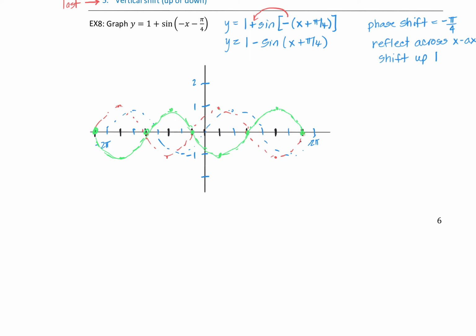The last thing I'm going to do is shift up 1. So I'm going to take these values and shift them all up 1. Let's see, where would be a good place to start? Well, I guess I'll start here. And the zeros go to 1. Oops, that's not quite at 1. So zeros go to 1. The -1 goes to 0. And then the 0 goes to 1.